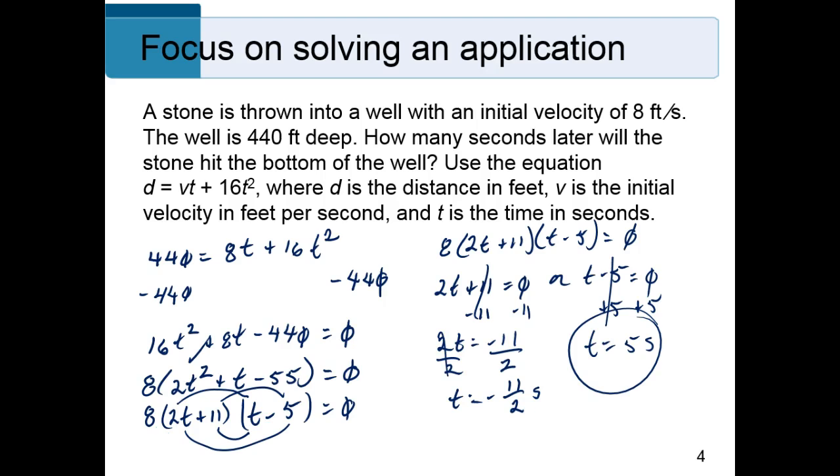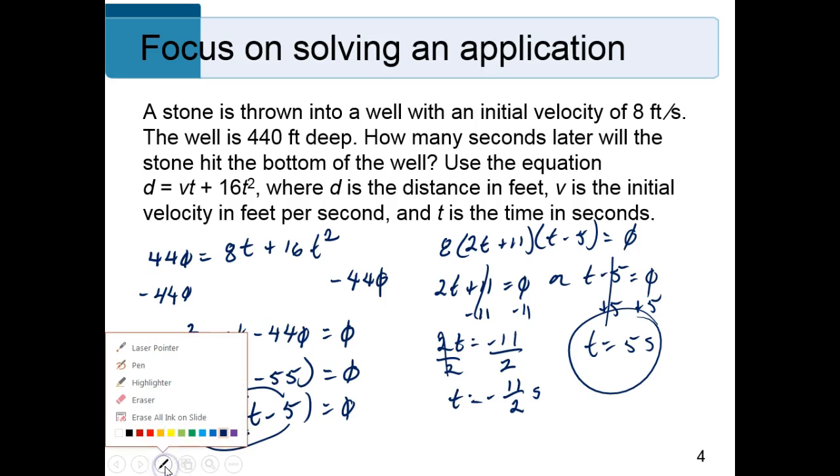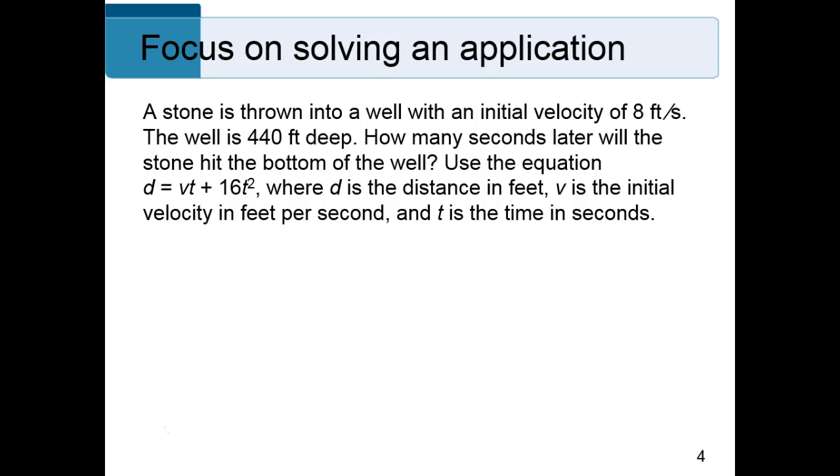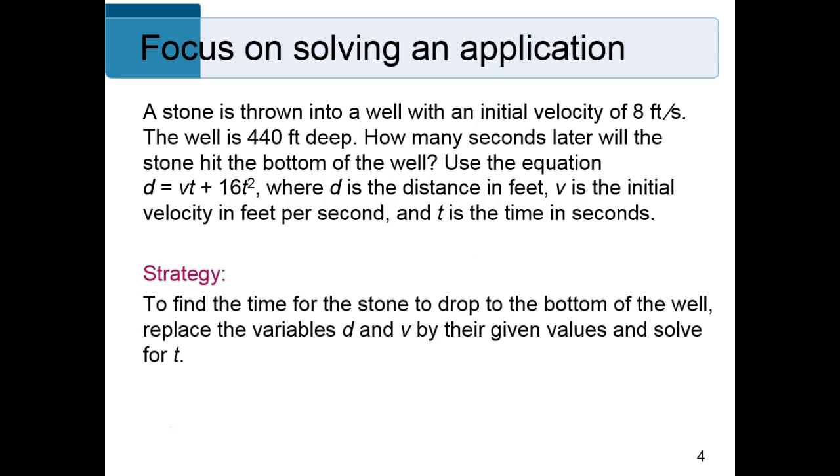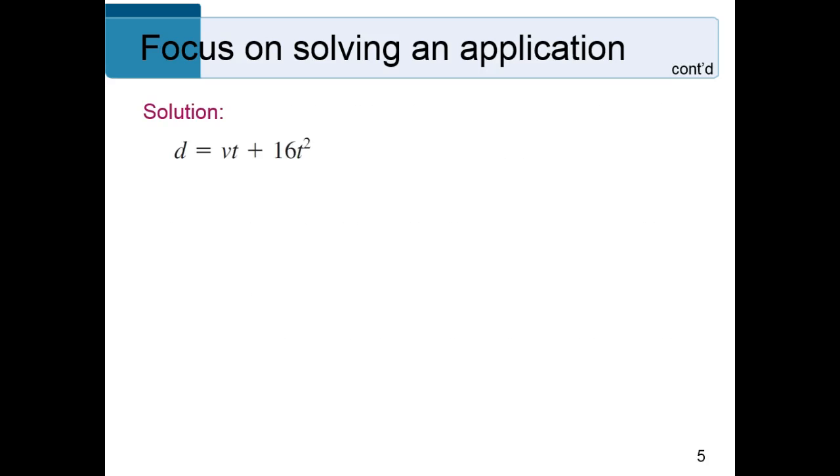Okay. Let's see how they did it. Let me erase it. Any questions on this before I erase it? Okay. All right. To find the time for the stone to drop, I don't like that term there, drop, because it was thrown to the bottom of the well. To reach the bottom of the well, replace the variables t and v with the given values, which we did, and then solve for t.